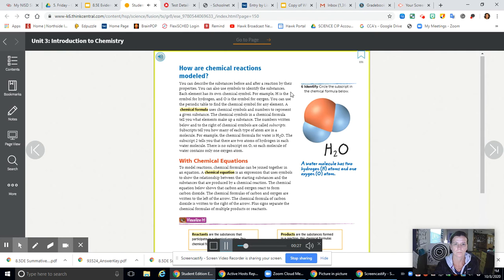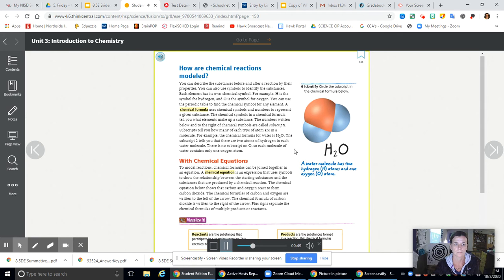A chemical formula uses chemical symbols and numbers to represent a given substance. The chemical symbols in a chemical formula tell you what elements make up a substance. The numbers written below and to the right of chemical symbols are called subscripts. Subscripts tell you how many of each type of atom are in a molecule.